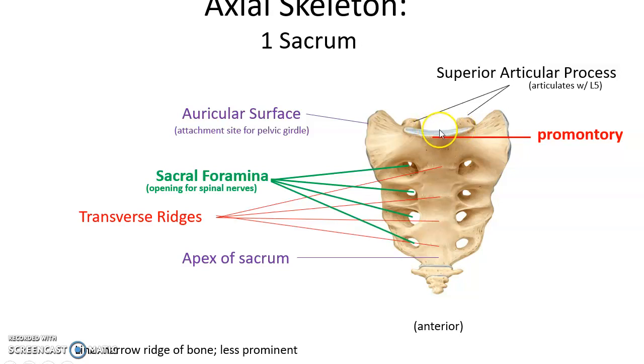That's where the last intervertebral disc lies. We have these openings. These openings are known as the sacral foramina. They allow spinal nerves to pass through.